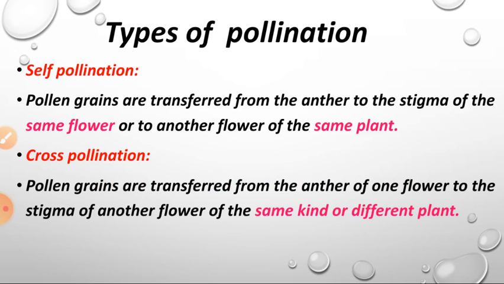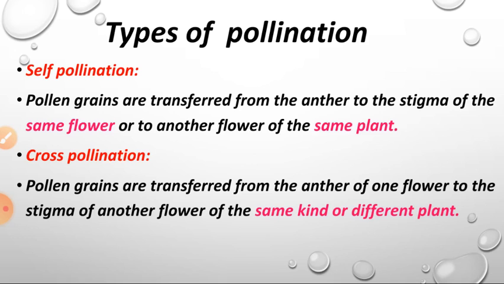What do you mean by self-pollination? Pollen grains reach the stigma of the same flower or another flower of the same plant. Both must be the same variety, but they can be different flowers.